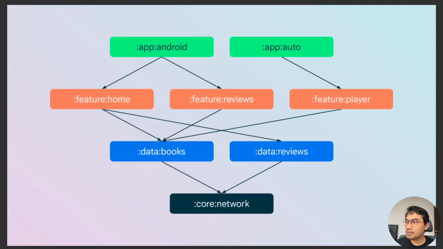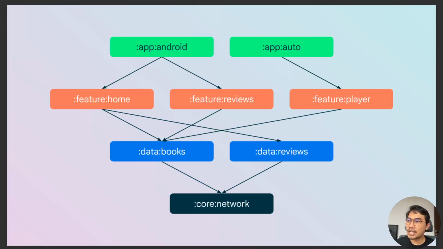And this is the complete graph of the project. From this graph, we can see that there are 4 types of modules: app module, feature module, data module, and core module. This graph is a directed graph, so the arrow means one-way relationship.